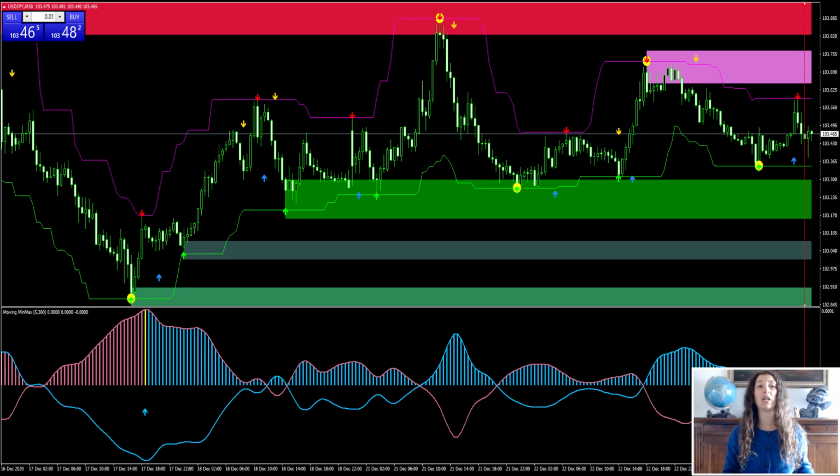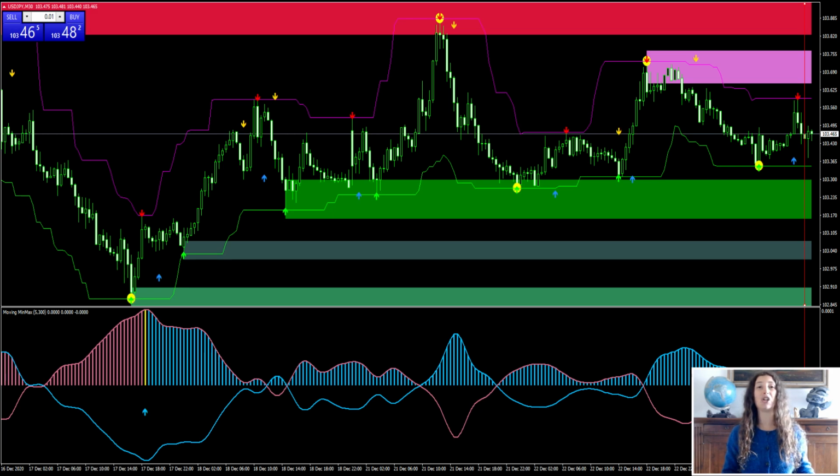The strategy is based on the Moving Min and Max indicator, which is a trend indicator that looks for medium-term trend change points. The entry timing is built on the price bouncing on support or resistance and the appearance of an arrow in the same direction as the Moving Min and Max indicator.